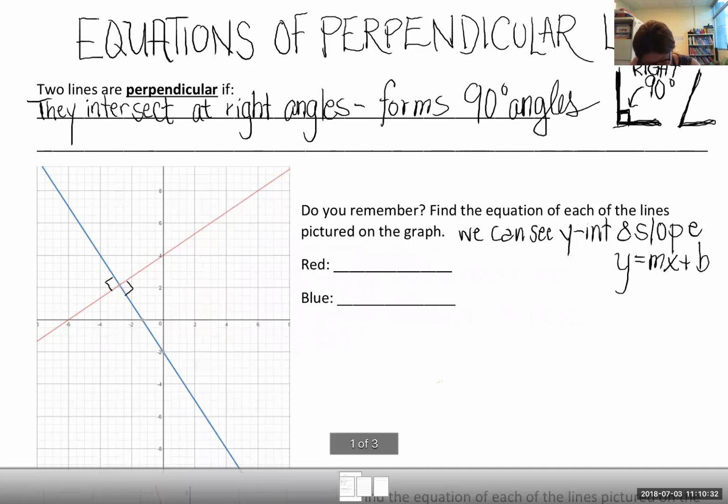So I'm going to look at the red line first. The red line has a y-intercept of 4. Our line crosses the y-axis at y equals 4. That means a y-intercept of 4. So we write b equals 4. B is the letter that we use for y-intercept.